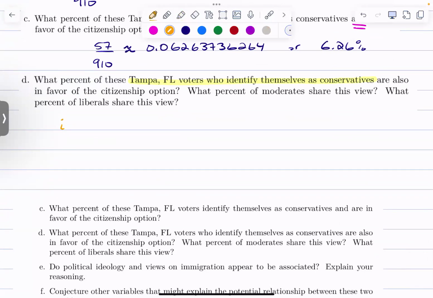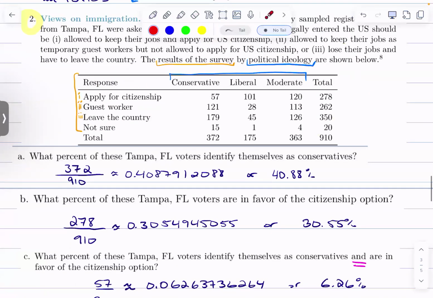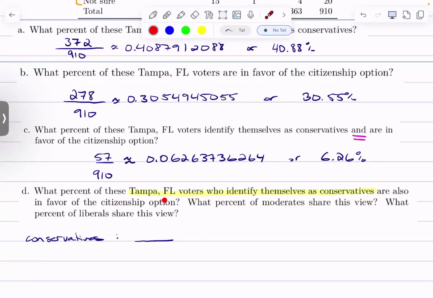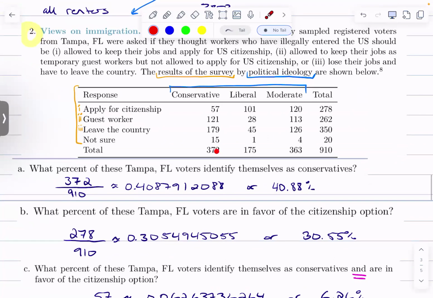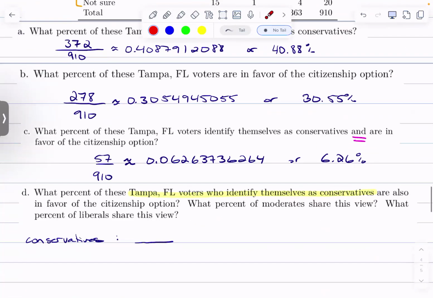Can I call it option 1? Oh, I thought we were going down, but we're going across. What percent of moderates share this view, and what percent of liberals share this view? Yeah. And so here we'll say the conservatives first. So of the conservatives, in favor of the citizenship option. Okay. So I have 372 conservatives, and 57 of those were in favor of the citizenship option, right? So 57 out of 372.